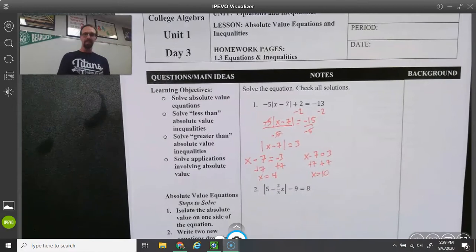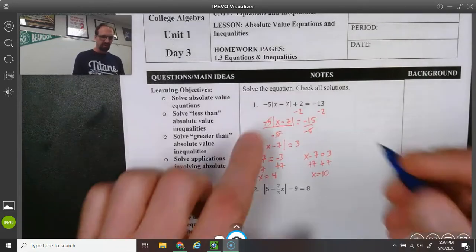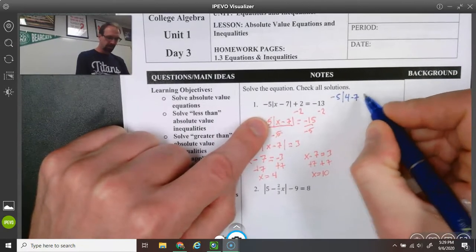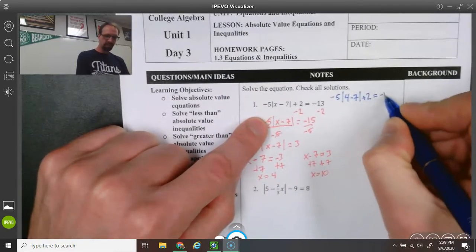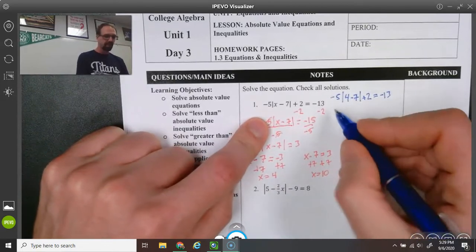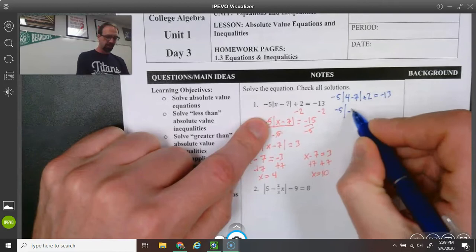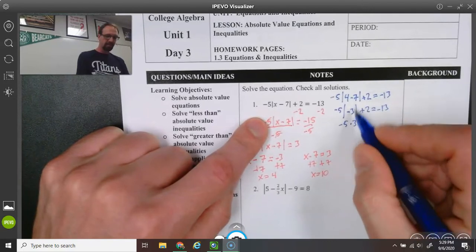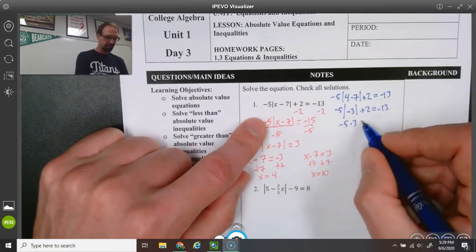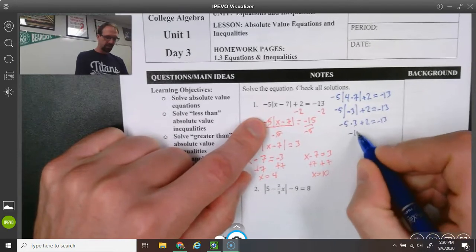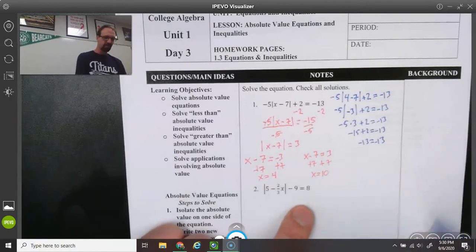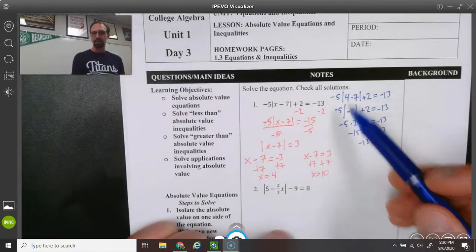So what you can do is plug these values back in to make sure they work. I'm going to show you for this example here. So negative 5 times the absolute value of 4 minus 7 plus 2 equals negative 13. If I simplify this, negative 5 times the absolute value of negative 3, plus 2 equals negative 13. Negative 5 times 3. The absolute value of negative 3 is 3 because distance. Plus 2 equals negative 13. So negative 15 plus 2, and negative 13 does in fact equal negative 13. Similarly with 10, if I plug that in, it's very similar except I get a positive 3 instead.